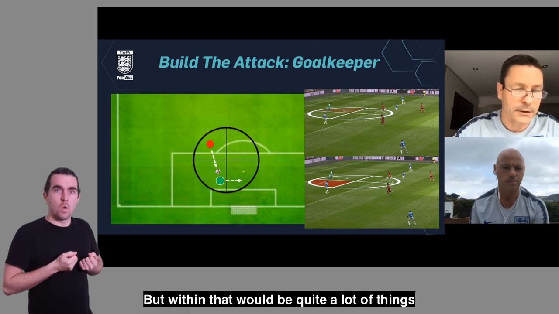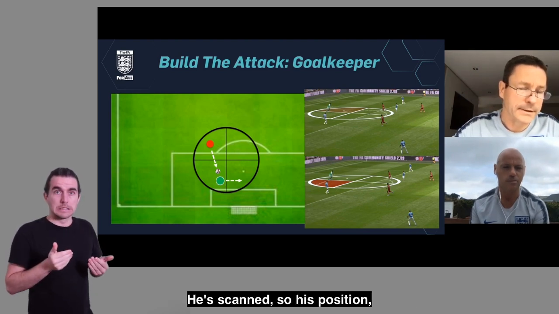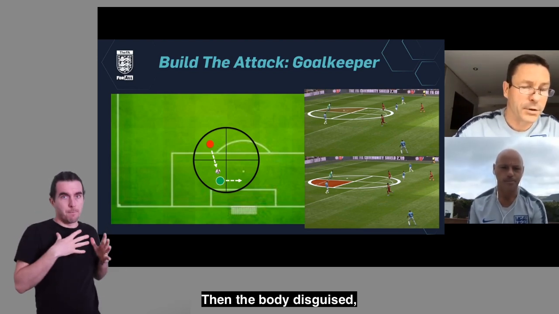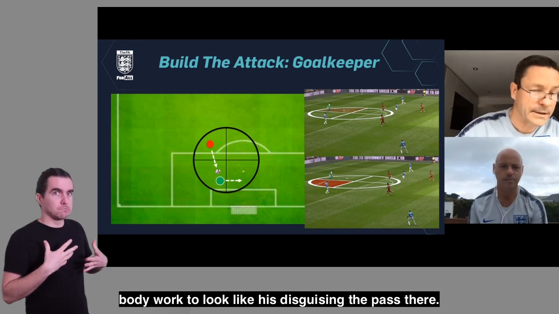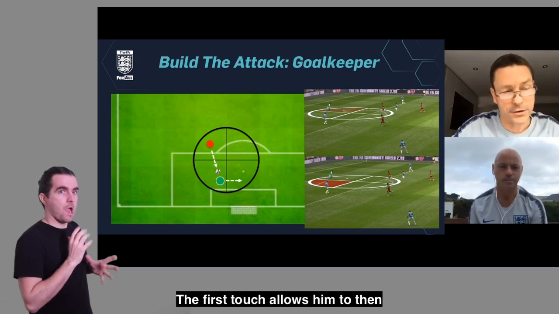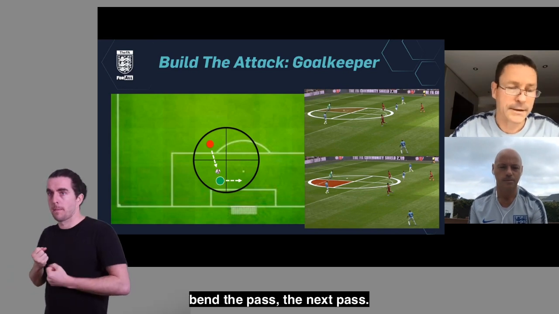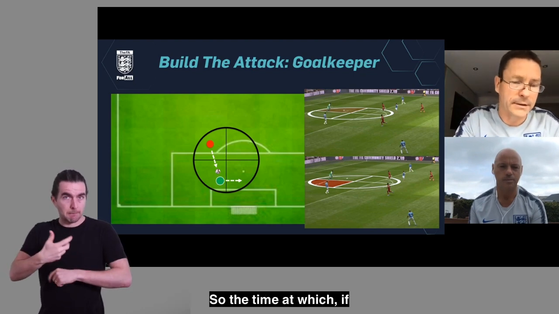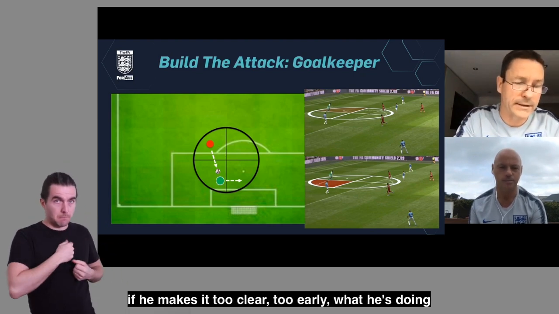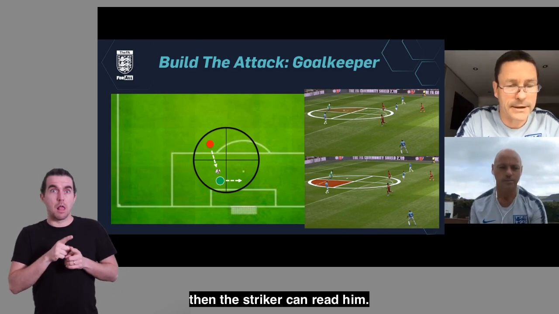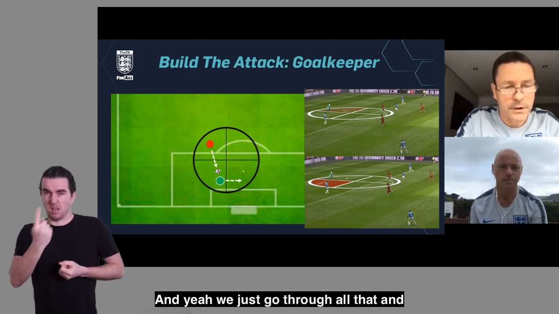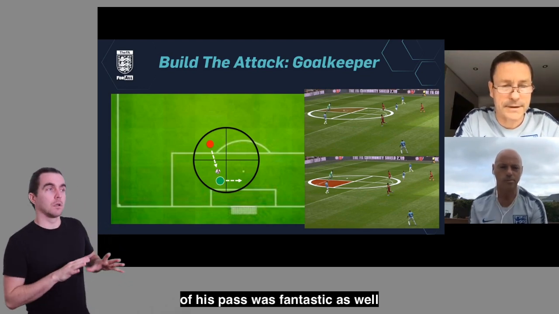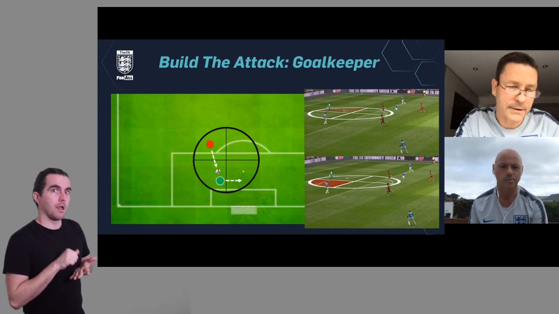But within that would be quite a lot of things where he's dropped deeper, he's scanned, so his position, his scanning, his movement, his footwork. Then a body work to look like he's disguising a pass there, takes it late. The first touch allows him to then bend the pass, the next pass, and then it would be all in the timing of what he does. So the timing at which, if he makes it too clear too early what he's doing, then the striker can read him. And we just go through it all there. And then you've got the technique of his pass was fantastic as well, then bending it around the defence.